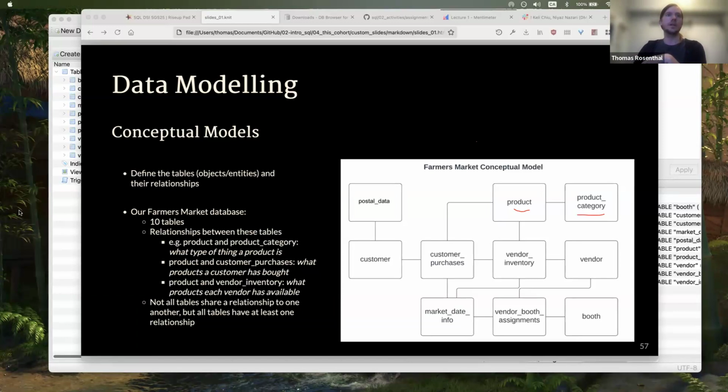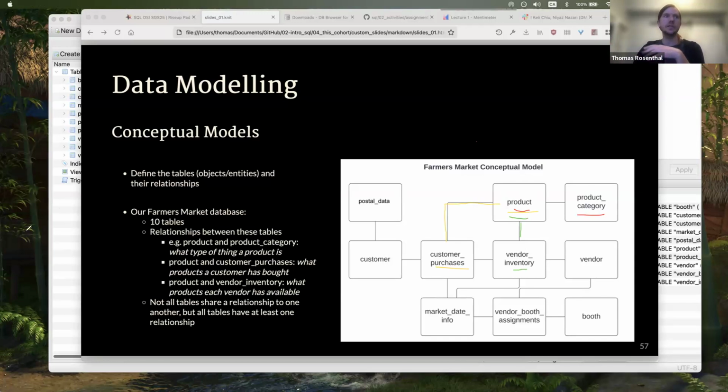We have our product and customer purchases. Yellow's kind of hard to see, sorry. That's what products a customer has bought. So these relationships represent a real question, and we can articulate the question that each relationship has, right? What products a customer has bought. That's our relationship between the product and the customer purchases. Product and vendor inventory, I'll do that in green. What products each vendor has available, right?